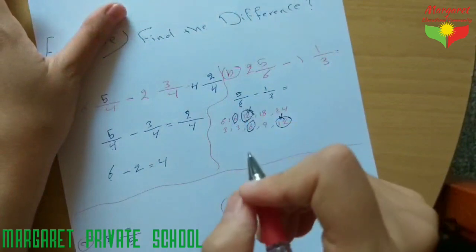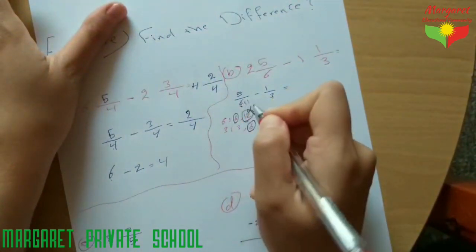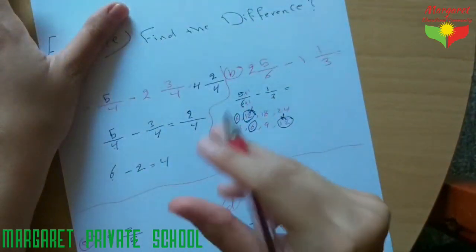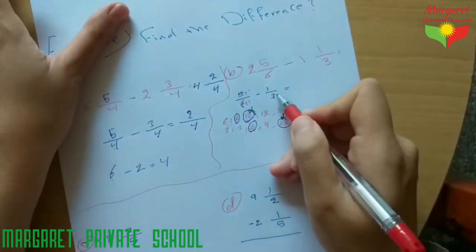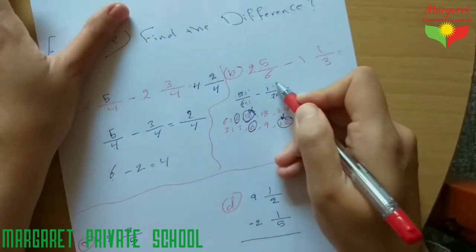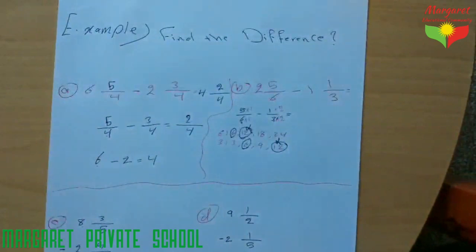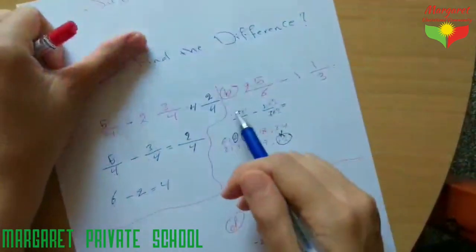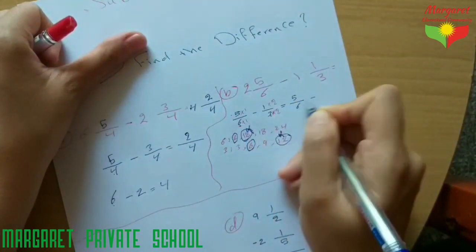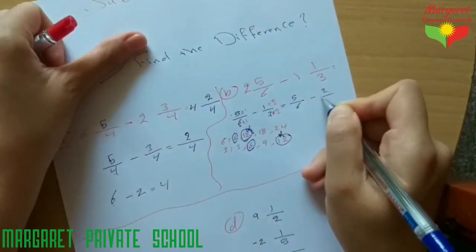So 6 times which number equals 6? 1. 5 times 1, number 1. Why? Because the denominator times number 1. 3 times which number equals 6? 2, and the numerator times 2. So 5 times 1, 5. 6 times 1, 6, minus 1 times 2, 2. 3 times 2, 6.